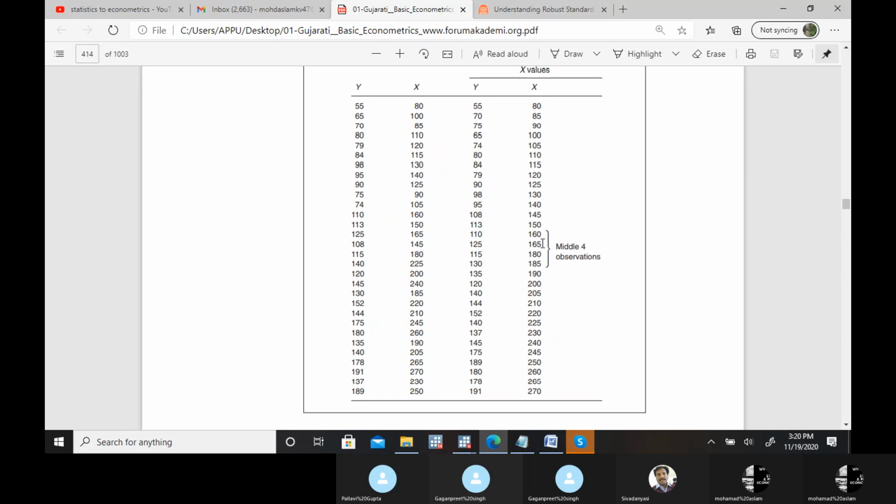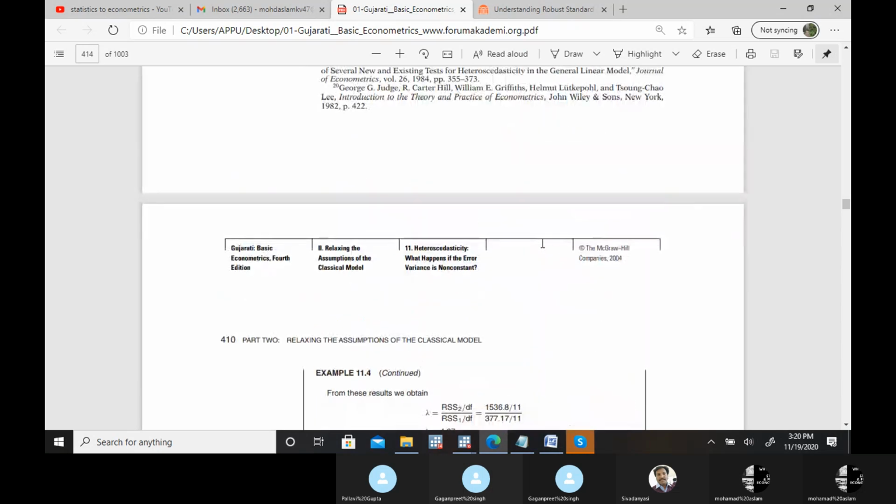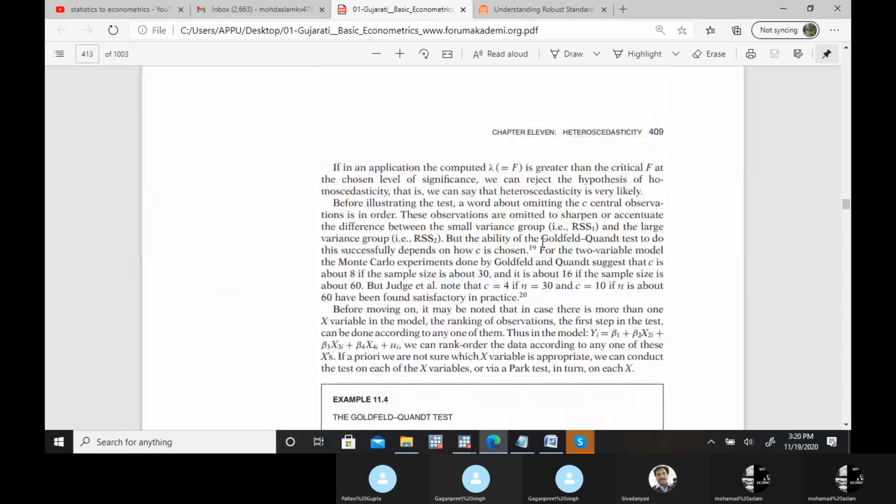Now, this is a somewhat subjective thing here. In this particular method, it is suggested how many observations you should omit. If you go by the literature, you will find that if you have 30 observations, omit the central 4 observations, and if you have 60 observations, omit 10 central observations, and similarly this proportion will increase if you have a large sample size.